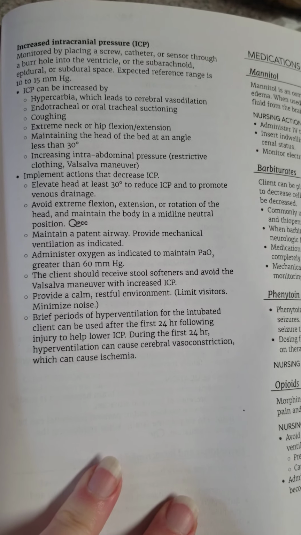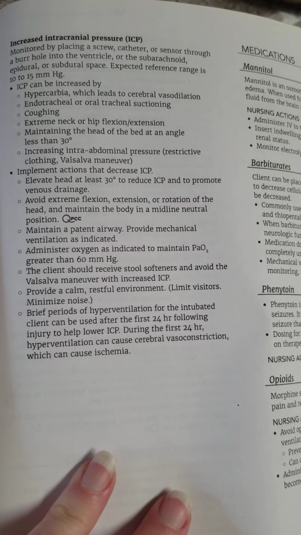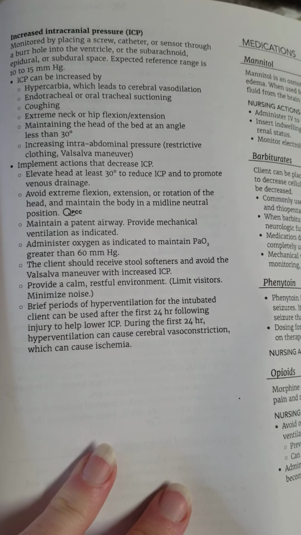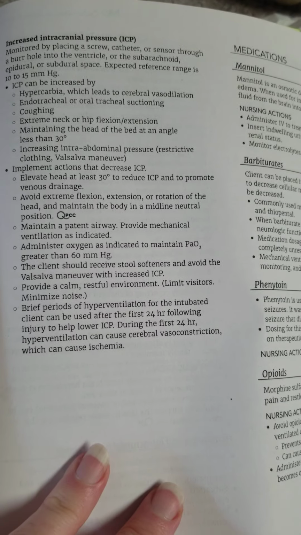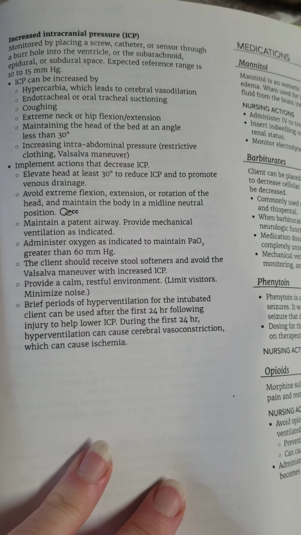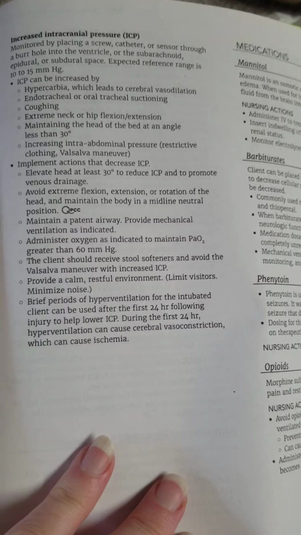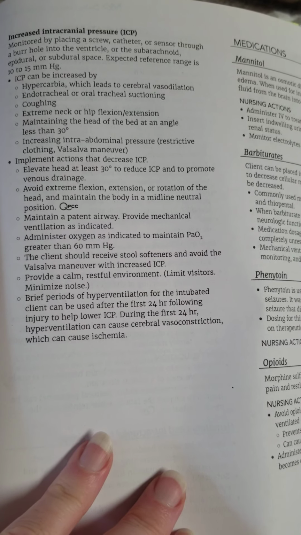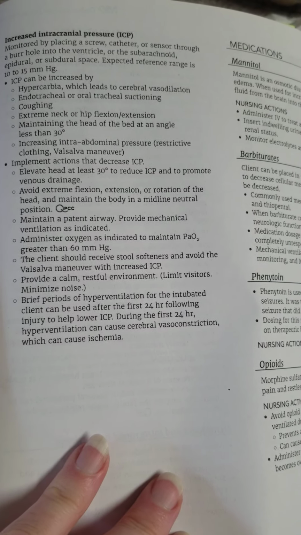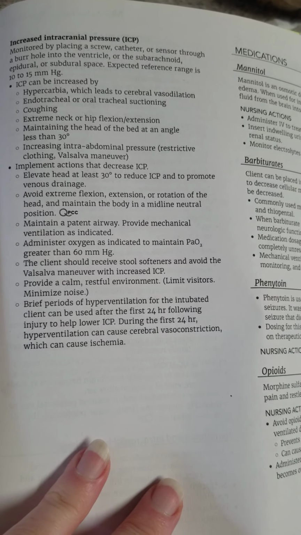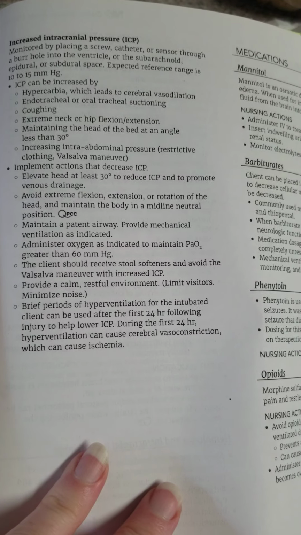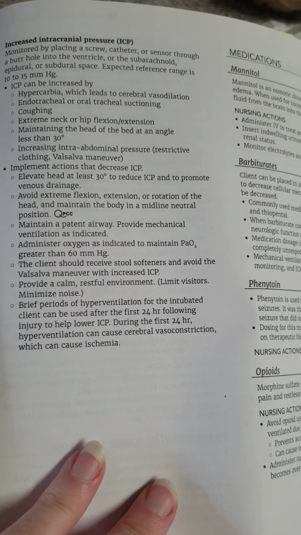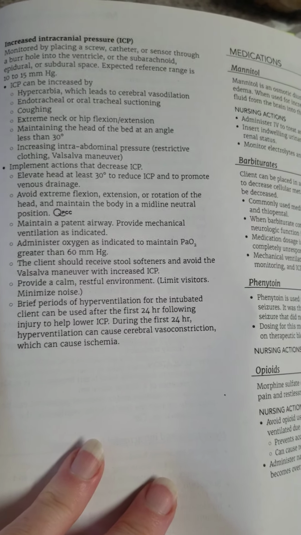The client should receive stool softeners and avoid the Valsalva maneuver with increased ICP to avoid the straining from constipation. Provide a calm, restful environment, limit visitors, minimize noise. Brief periods of hyperventilation for the intubated client can be used after the first 24 hours following injury to help lower ICP. During the first 24 hours, hyperventilation can cause cerebral vasoconstriction, which can cause ischemia.